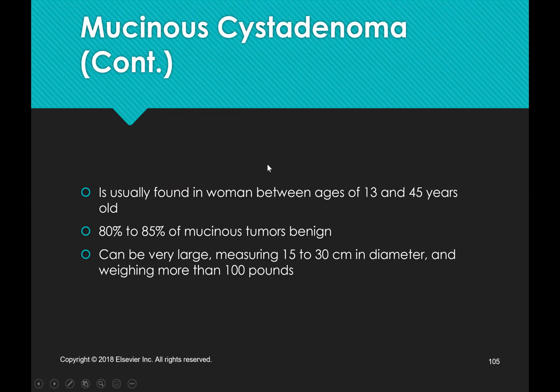So the cystadenoma, the benign type, can be found in women between 13 and 45. They can be so large, they can be 30 centimeters in diameter and weigh more than 100 pounds. So if you've heard stories of people that have tumors that come out and they weigh like 80 to 100 pounds, these are the kind of tumors, this mucinous cystadenoma. They're so nasty, they're so big, and I can't imagine having a 100-pound tumor taken off me, how great I'd feel after that is done. But they're very interesting, and they look nasty on ultrasound too.